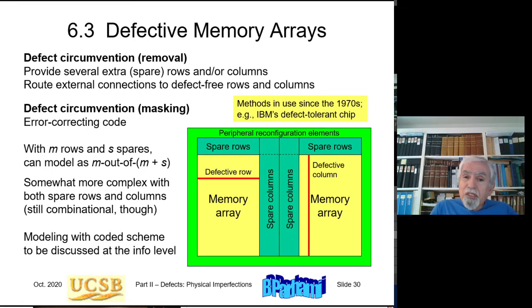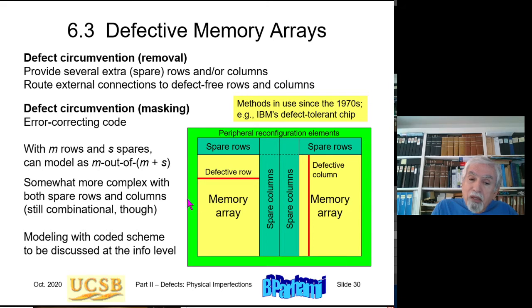So we have spare rows, and within the memory array, a particular row becomes defective. Either the entire row is defective, or some memory cells in that row become defective. And we obviously don't have the capability to replace individual memory cells, so we have to replace the entire row containing the defect. And that replacement is accomplished through the decoding mechanism here.